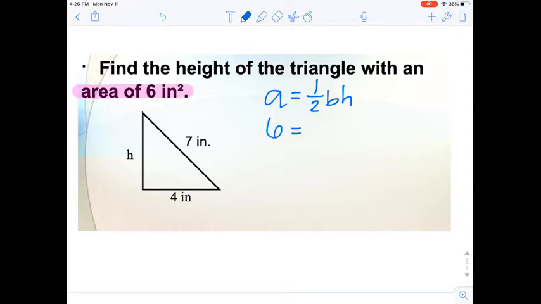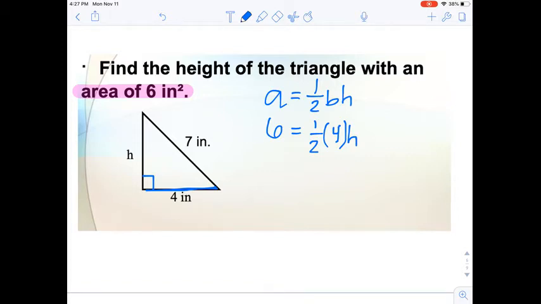Then we're going to plug in what else we know. So we have that 1/2 value. We're trying to find h, and our base is going to be the segment or the line of the triangle that runs perpendicular to the height. So our base is going to be this measurement down here, because that's where our base and our height form that 90-degree angle. So our base is 4.